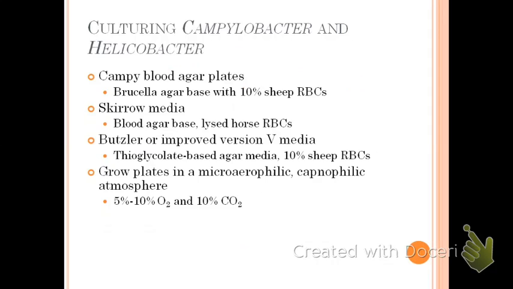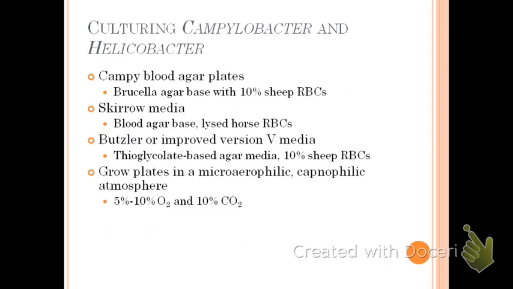Okay, so what would you do? You may culture Campylobacter and Helicobacter using the Campy-blood agar. It is somewhat similar to Brucella agar base, except that you've added 10% sheep's RBC. Skirrow medium could also be used. It is a blood agar base with lysed horse RBC. The Butzler, or the improved version of the Bolton media, actually consists of a thioglycolate-based agar medium incorporated with 10% sheep's RBC.